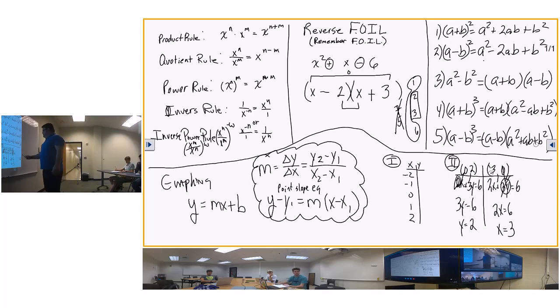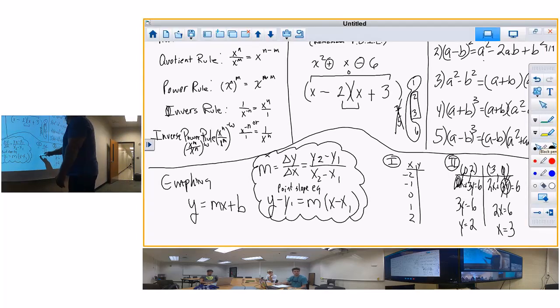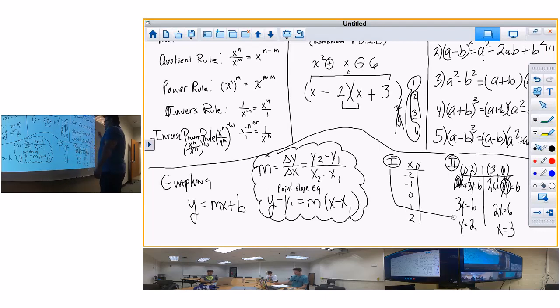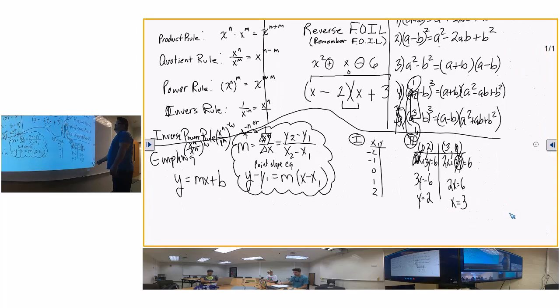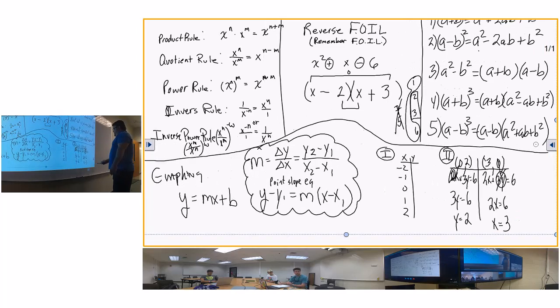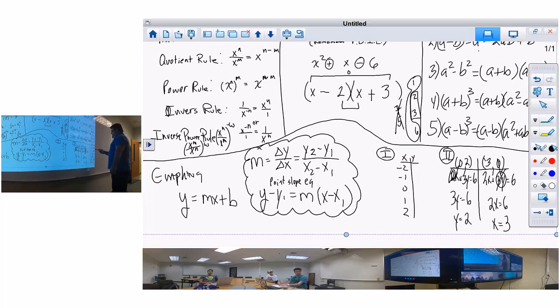Okay, let me move this over a little bit. Oops, sorry. It's probably not going to let me do it. I didn't think so. That ain't going to work. Okay, so I'm going to just have to squeeze it in over here.